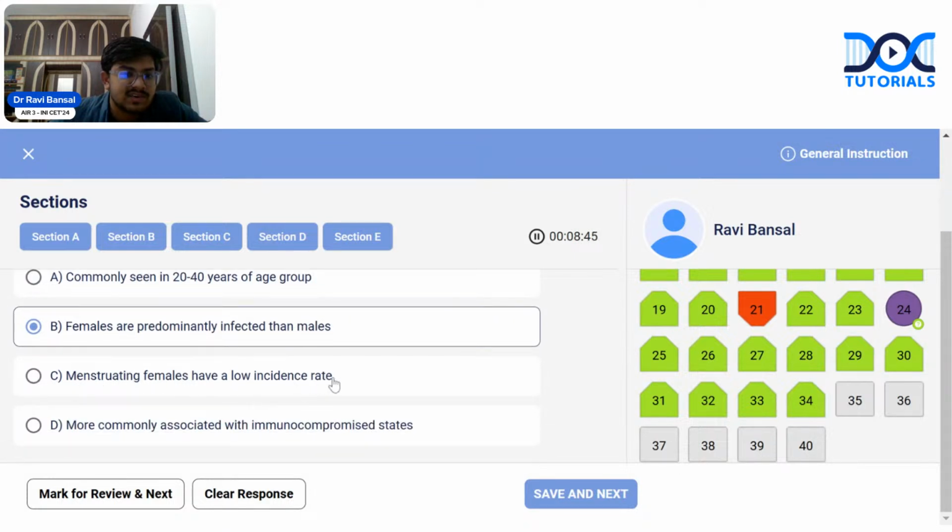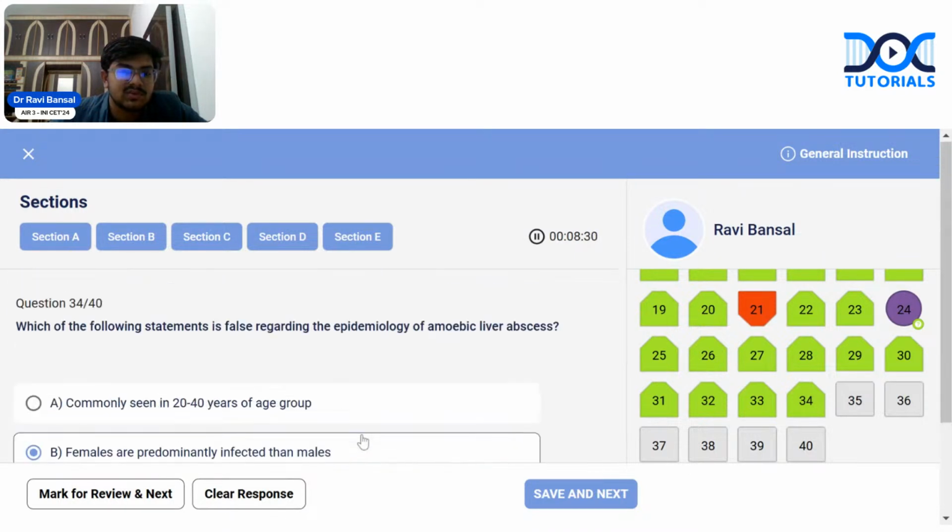Menstruating females have a low incidence rate. I do not know about this thing. More commonly associated with immunocompromised. Okay, might be. I had seen it more in alcoholic patients actually. I do not know if the immunocompromised state has something to do with it. But they have it false about the epidemiology, and I know for sure amoebic liver abscess is seen more in male patients. I haven't seen any female patient in my internship.